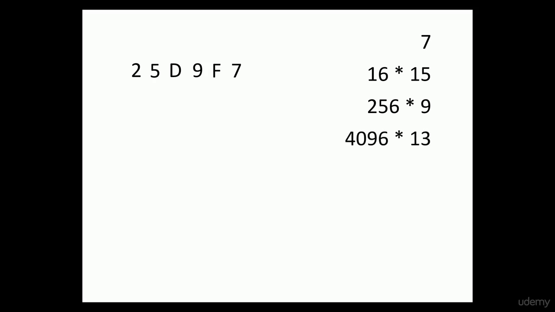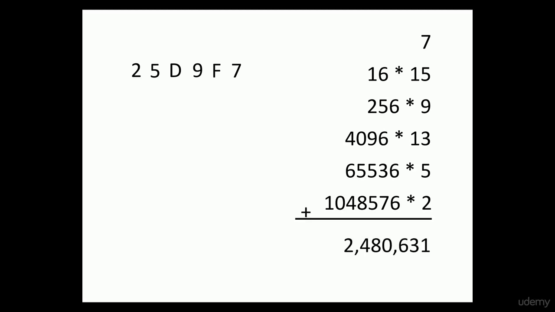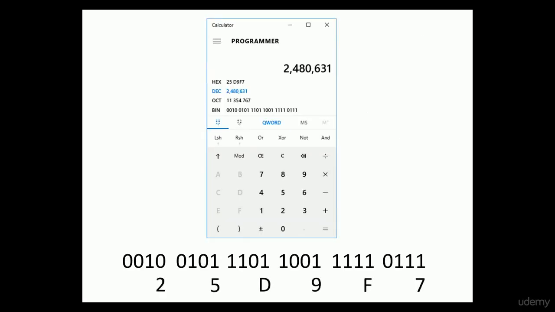4,096 times 13 plus 5 times 65,536 plus 2 times 1,048,576. You will arrive at 2,480,631. This 25D9F7 equals 2,480,631 in hexadecimal. This can also be shown in your Windows calculator under program mode.